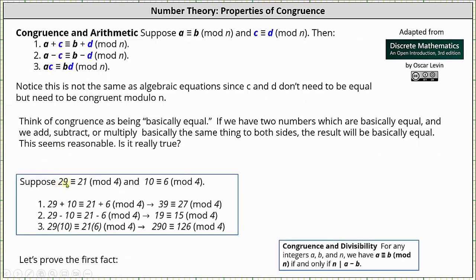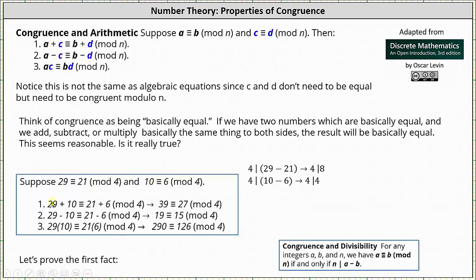Suppose 29 is congruent to 21 mod 4, and 10 is congruent to 6 mod 4. Let's first verify these are true. If 29 is congruent to 21 mod 4 is true, then 4 must divide 29 minus 21. The difference is 8. 4 does divide 8. And if 10 is congruent to 6 mod 4 is true, then 4 must divide 10 minus 6, and 4 does divide 4. And now let's apply the arithmetic properties above, where A is equal to 29, B is equal to 21, C is equal to 10, and D is equal to 6.